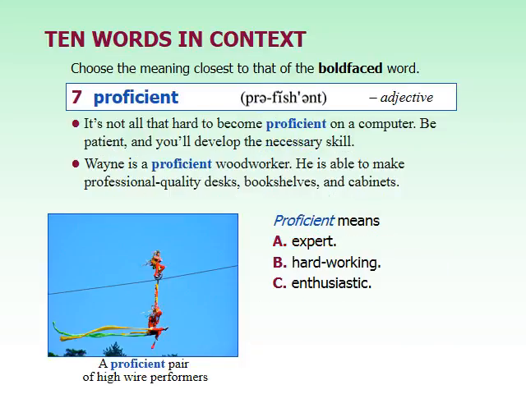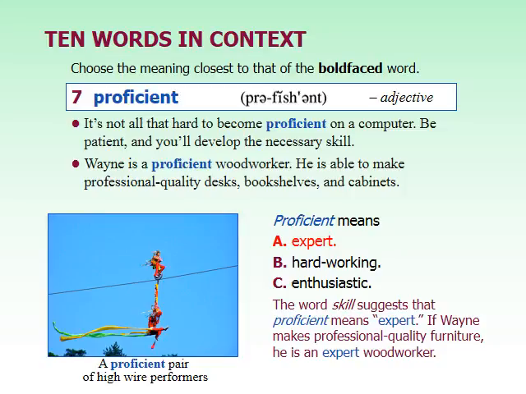All right, proficient. Proficient is an adjective. It's not all that hard to become proficient on a computer. Be patient and you develop the necessary skill. Wayne is a proficient woodworker. He's able to make professional quality desks, bookshelves, and cabinets. So proficient, in this one it says it means expert. On page 85 it says skilled, highly competent.